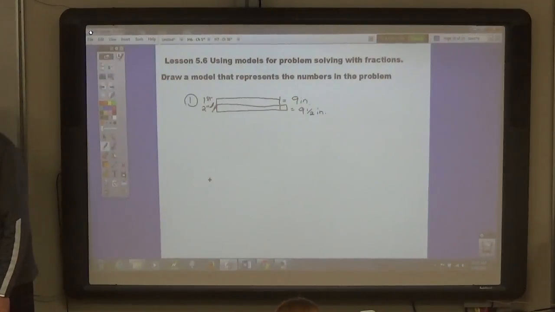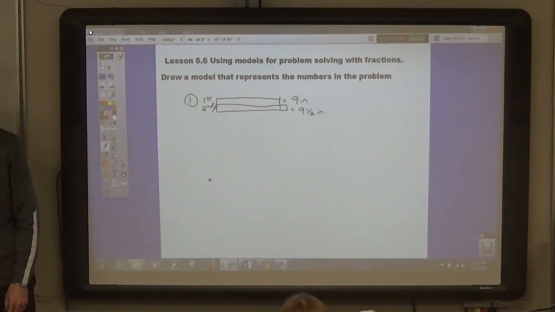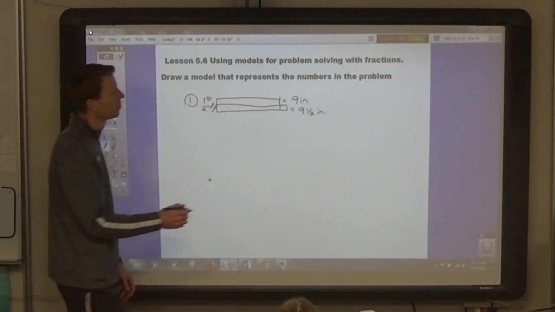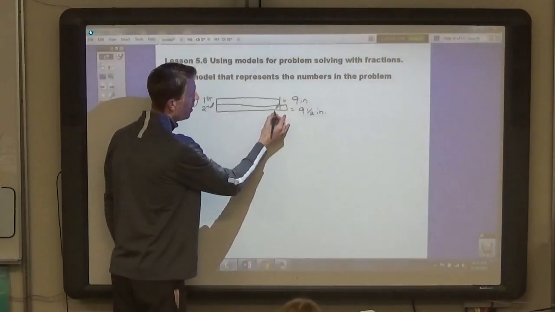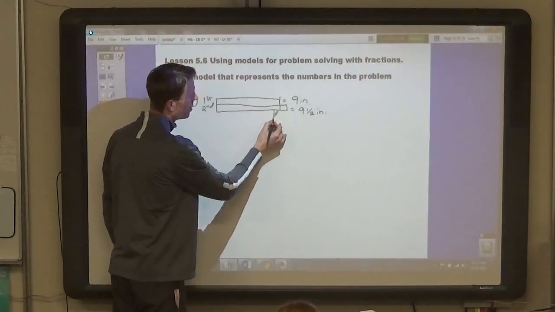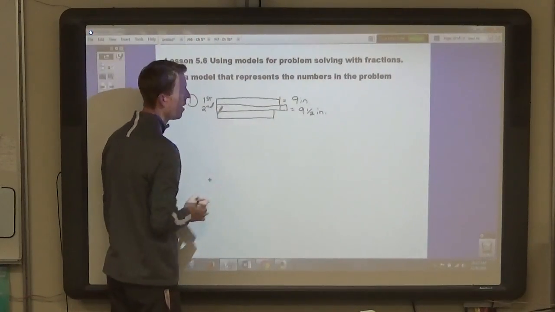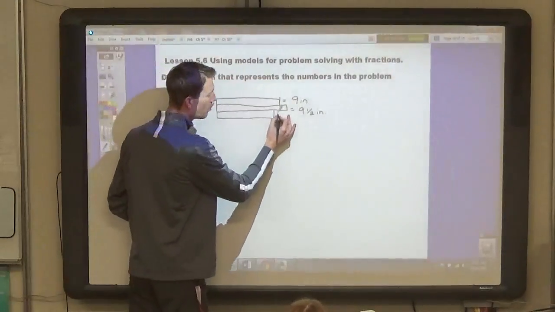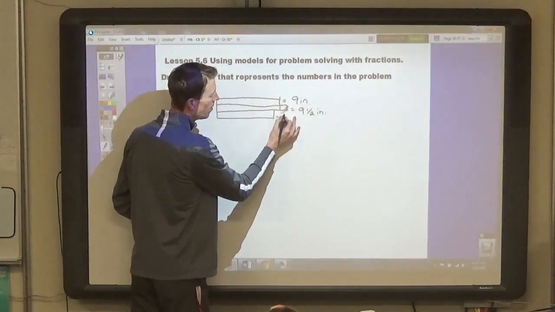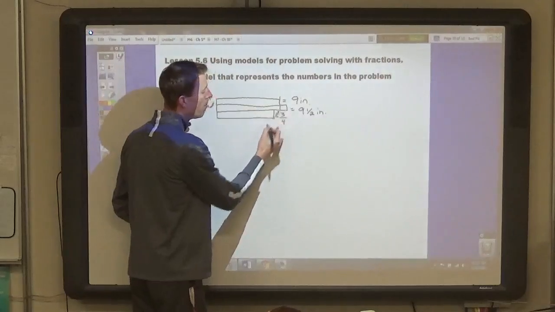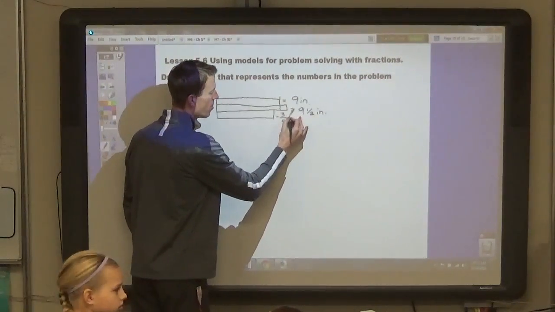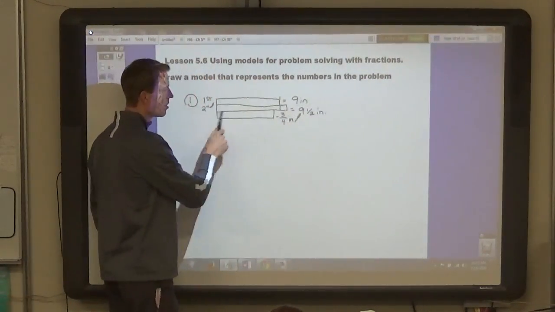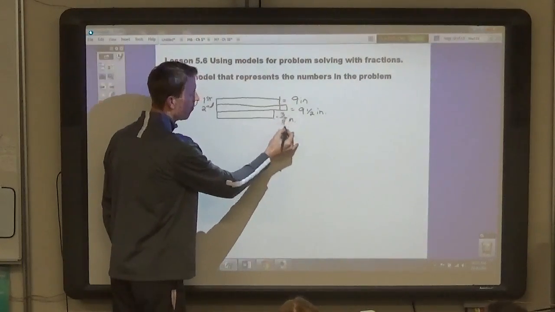And it tells us something about the third piece. The third piece is 3/4 of an inch shorter than the second piece. So make this one shorter, by how much? By 3/4. So this space right here represents 3/4, or a minus 3/4 inches. It doesn't mean this is 3/4, it means this space is 3/4.